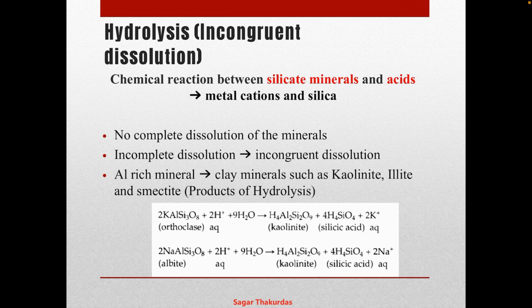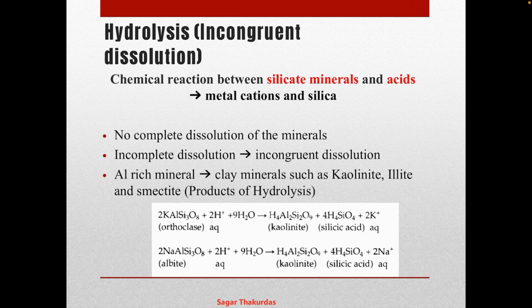So incomplete dissolution is incongruent dissolution, and especially aluminum rich minerals, when they undergo hydrolysis, the byproduct is in the form of clay minerals such as kaolinite, illite, and smectite as shown here. You can see the chemical reactions shown below. Orthoclase or potash feldspar, when it reacts with water, or when there is presence of water plus carbon dioxide or hydrogen, you get to see formation of kaolinite and silicic acid.